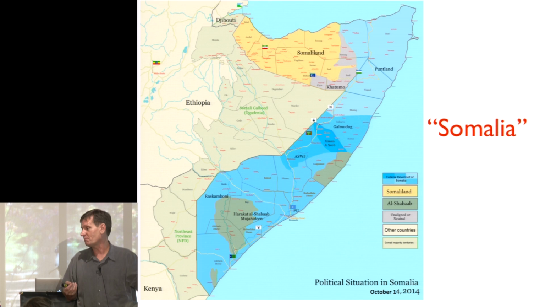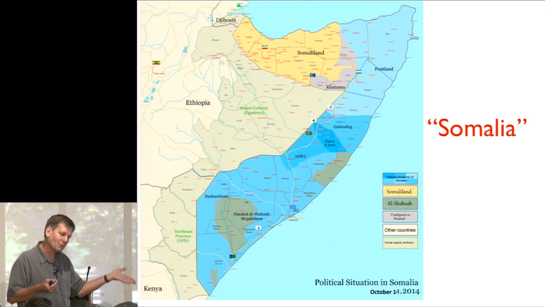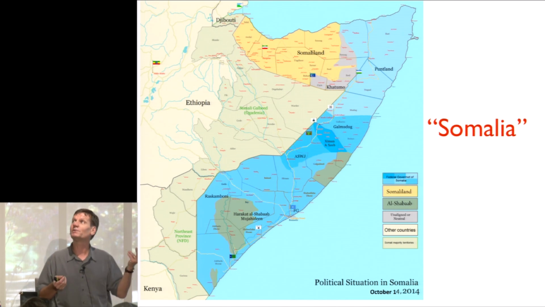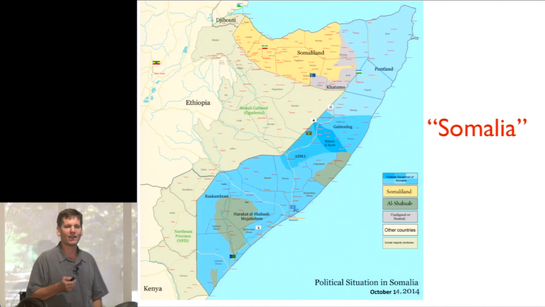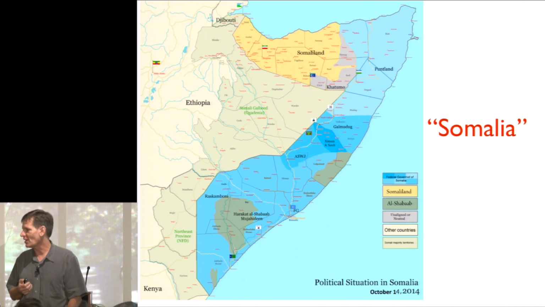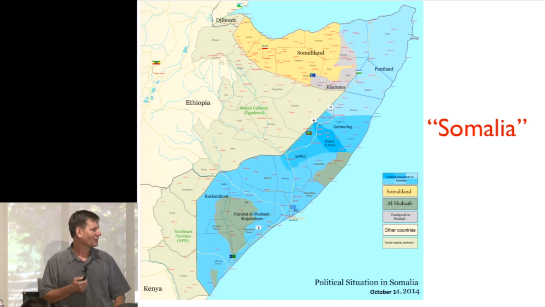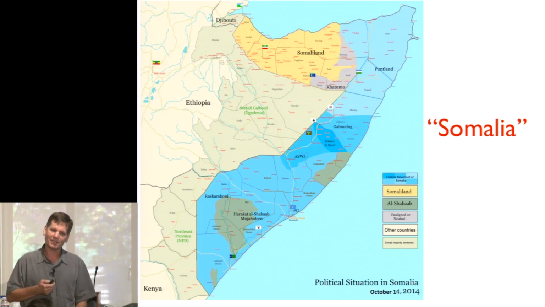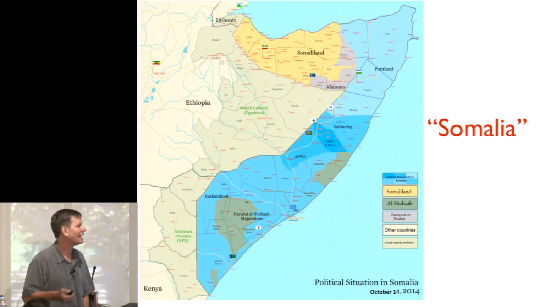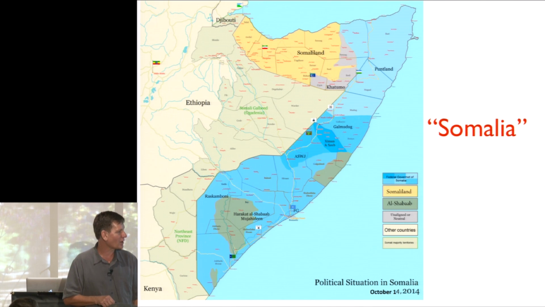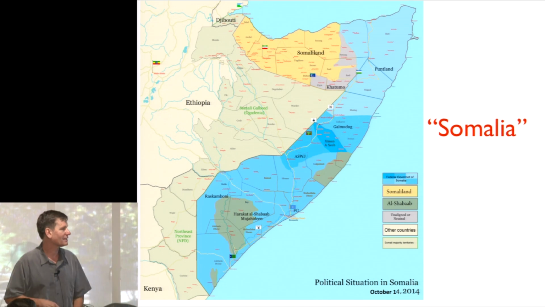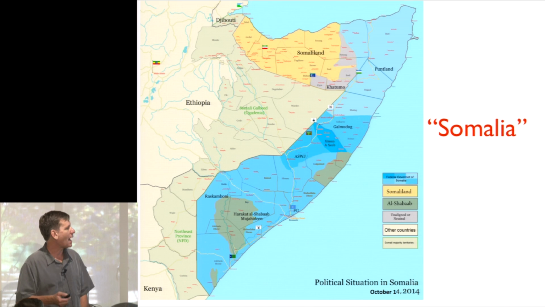And Somalia actually bounced back, at least once, between being a US and a USSR ally. It was with the USSR, and then when Ethiopia joined with the USSR, then Somalia joined with the United States. I mean, that was typical of the day. But this just shows the situation October 14th of last year. I haven't found one that's a little bit more up to date.